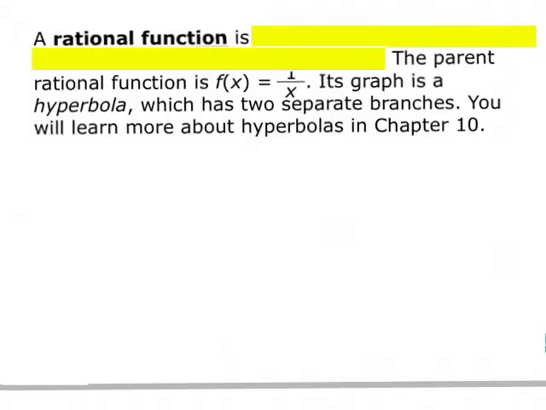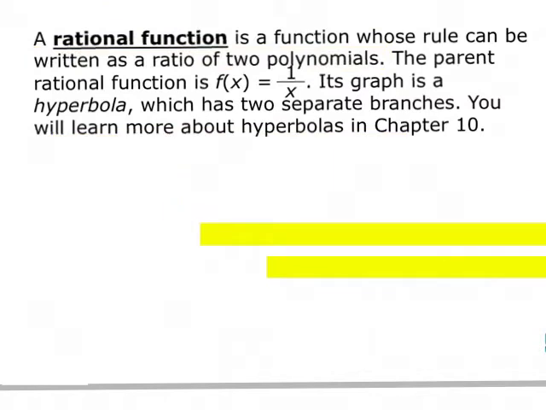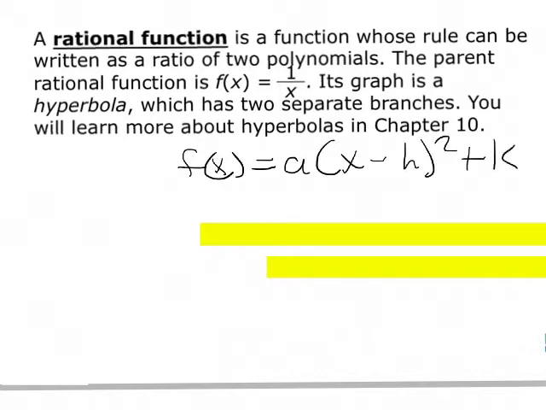So let's begin with a rational function. A rational function is simply a function whose rule can be written as a ratio of 2 polynomials. Now, if we review back to a polynomial function, remember the parent function for a polynomial function was f of x equals a times the quantity x minus h, the quantity squared, plus k. Well, this function right here is the common function for a rational function, where this function was the common function for a parabola.